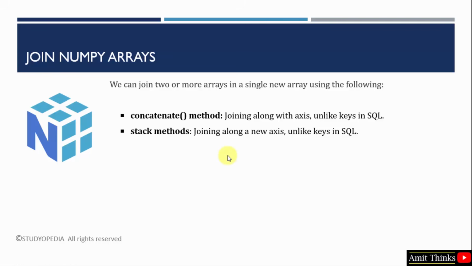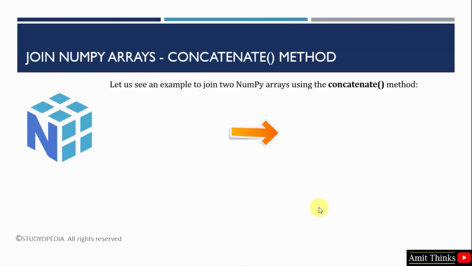To join in SQL we use keys, but in case of NumPy we use the following two methods. Within stack we have 5 more methods: stack, hstack, vstack, dstack, and column stack. We will see them all one by one, but at first we'll be beginning with joining using the concatenate method. Let's start. So we will directly understand using an example, that is how to join arrays with the concatenate method. Let us begin.